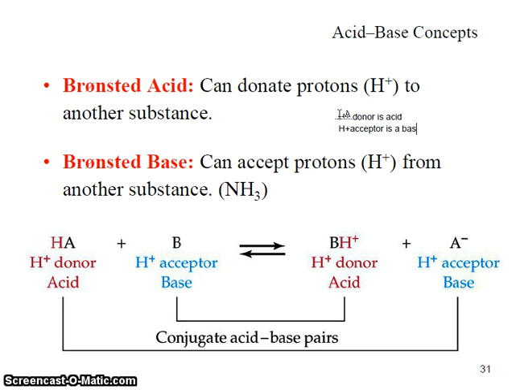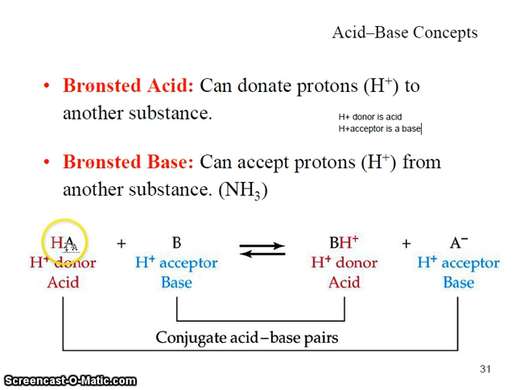is a base. So now the question was that if you treat HA, which is a proton donor, which is acidic, and you treat that with B, which is a proton acceptor, what do you end up with? In this case, you end up with BH+, and the A is given away as a negative. So let's take a quick look at this.